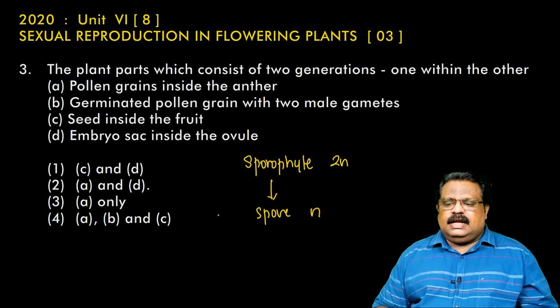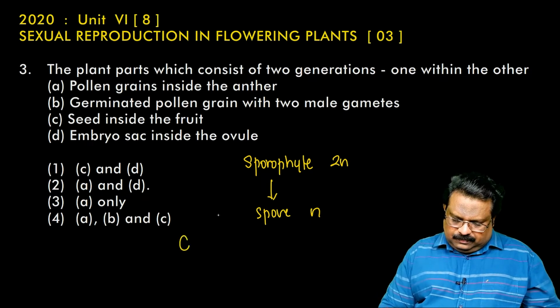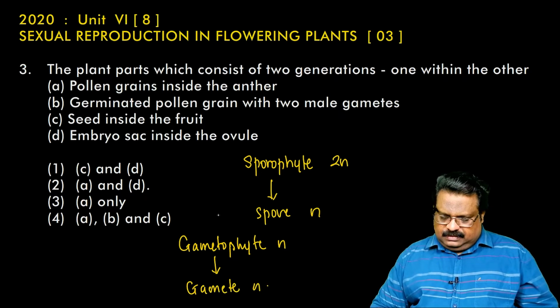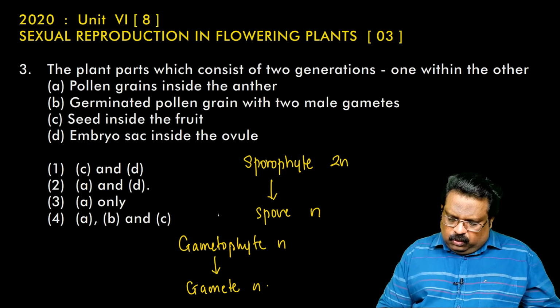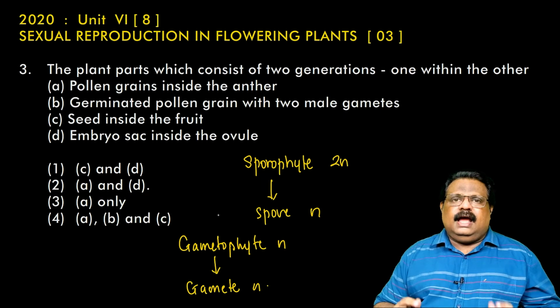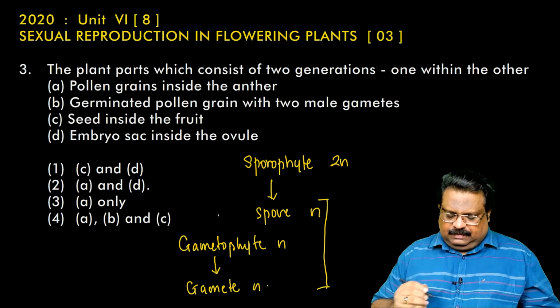The haploid stages represent the gametophytic generation. The gametophyte is haploid and the gametes are also haploid. The gametophyte is haploid and produces gametes. So the sporophyte is the diploid stage. Spore, gametophyte and gamete are the haploid stages. These three are parts of the gametophytic generation.